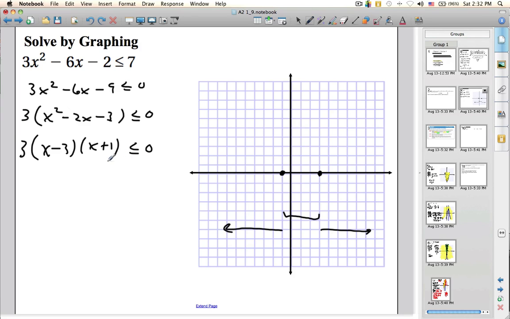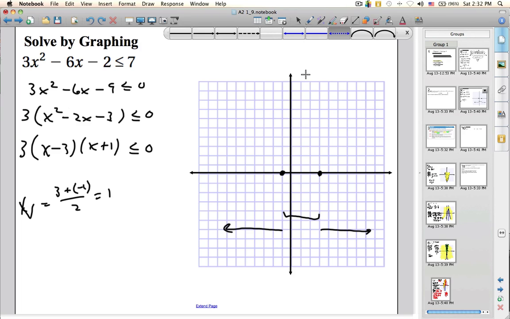Right? When I go ahead and start graphing this, remember this guy's going to open up, so it's going to go in this direction. My vertex is halfway between these two. 3 plus -1 divided by 2, the x-coordinate of the vertex. That's going to be 2 over 2, which would be 1. So my axis of symmetry is here at x equal to 1.